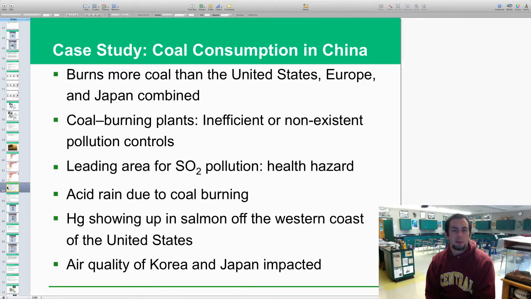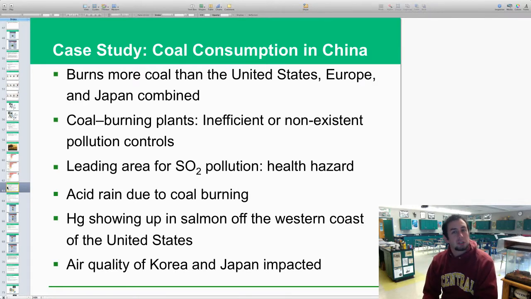China burns more coal than the United States, Europe, and Japan combined, and mostly because of their industry. There are coal burning plants that are very inefficient, with non-existent pollution control, so they don't have the efficiency or the cleanliness that they have in other parts of the world when burning coal. They are leading the area for sulfur pollution. It's a very big health hazard. It almost looks like that's why you get smogginess over there. Acid rain due to coal burning as well, so we're seeing some problems with that.